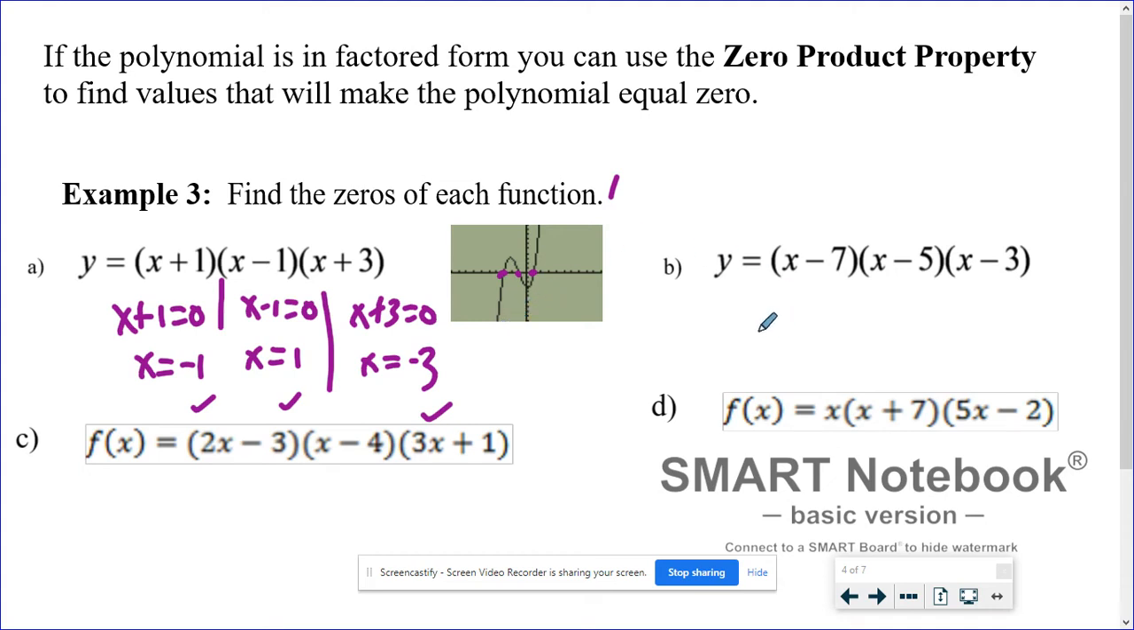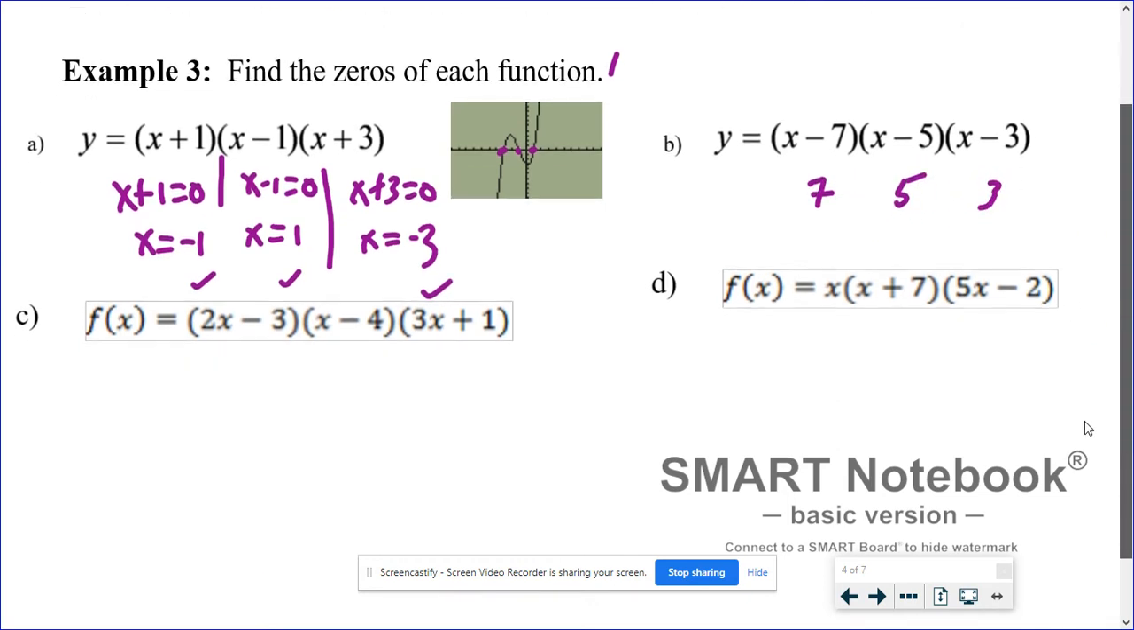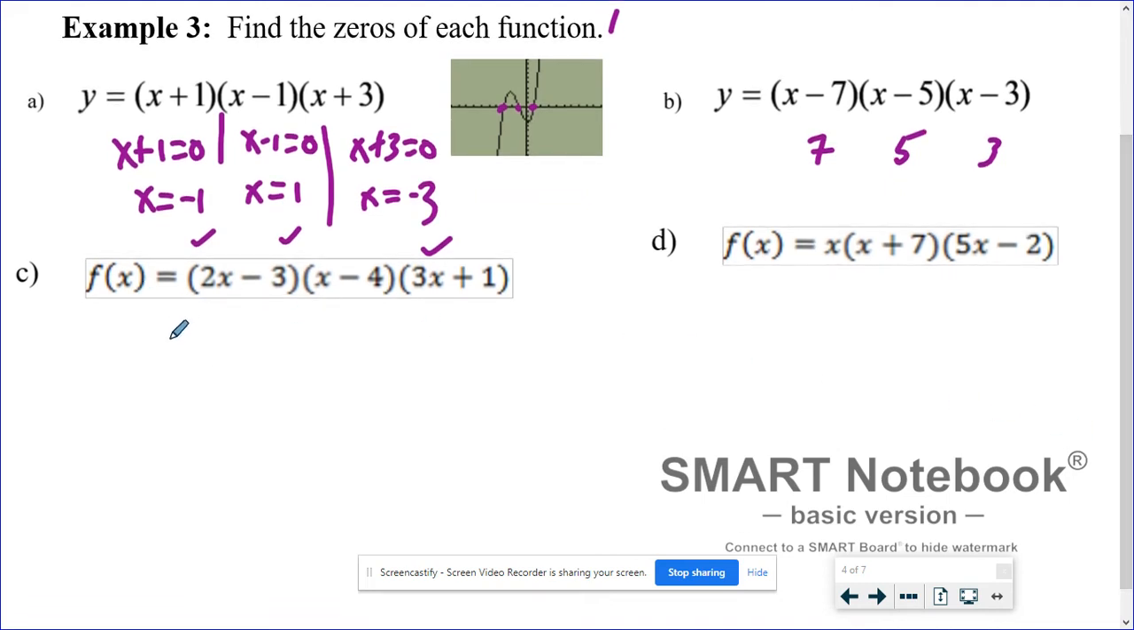You don't need to write out those equations if you don't need to. So it's just whatever the opposite is, right? If there is no coefficient. So it'd be 7, 5, and 3 for that one, for part B. If they have coefficients, I suggest writing it out.